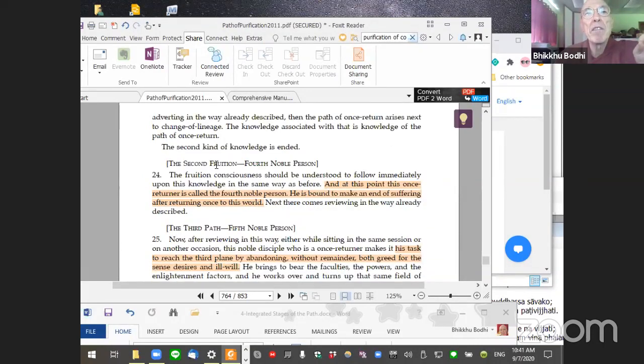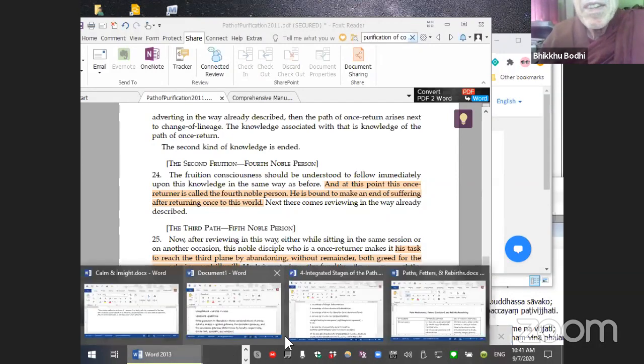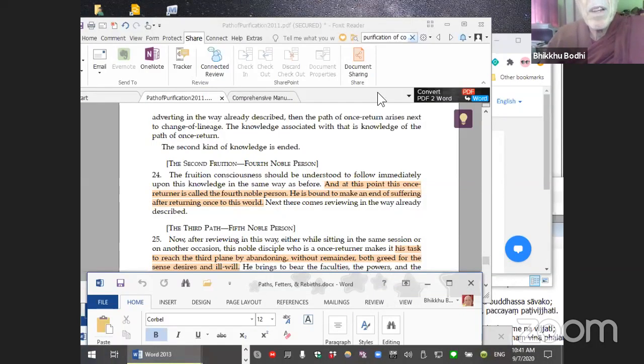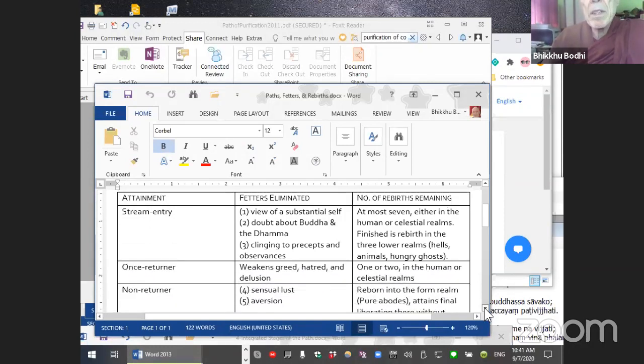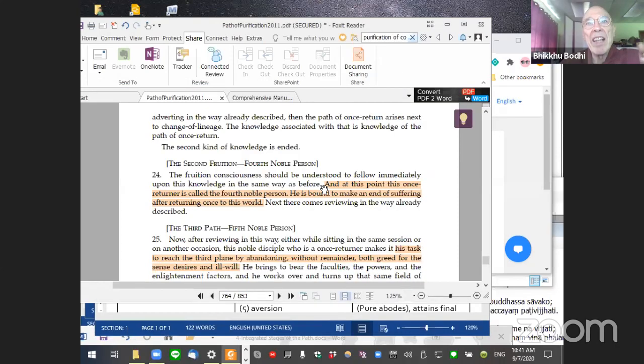And so with the arising of the fruit of once returning, one is now a once returner, that is the fourth noble person. And the once returner is one who, well, let's look at that other chart. So the once returner weakens greed, hatred, and delusion, particularly weakens the greed or lust for sensual pleasures and ill will or hatred. And this meditator, usually it's said that they will return once more to this world and then reach the end of suffering.